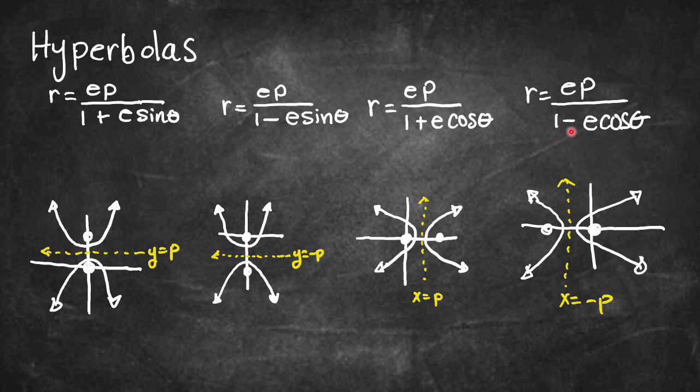When we have a minus e cosine theta, that means the directrix is going to be to the left of the pole. And because it's to the left, whatever our value of p is, the equation for the directrix is x equals -p.